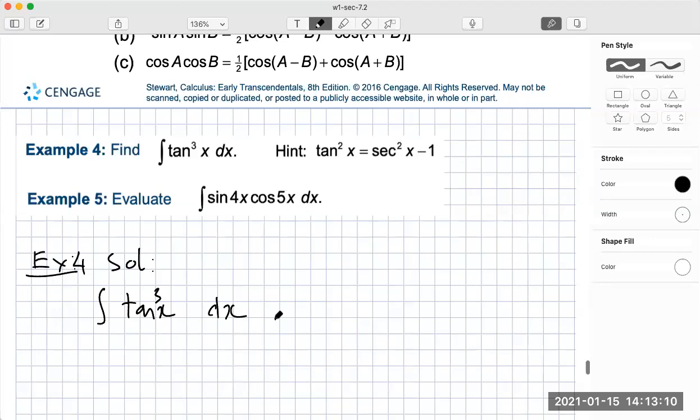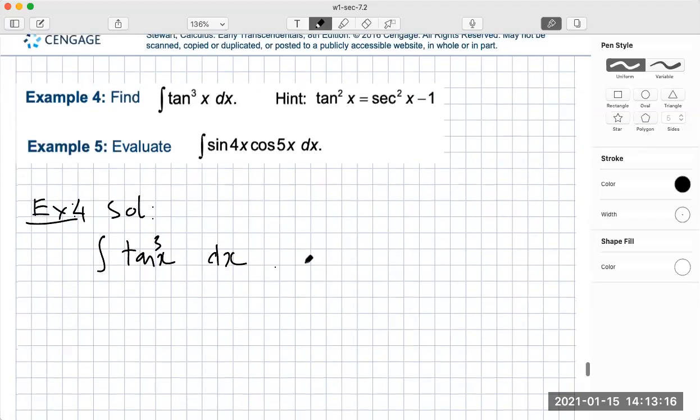Substitution and change to sine and cosine. If we change to sine and cosine, it will be sine cubed x divided by cosine cubed x dx. Yeah, it is a fraction. It's not a product as we normally see, right? So this way may be a little more difficult. Anything else?